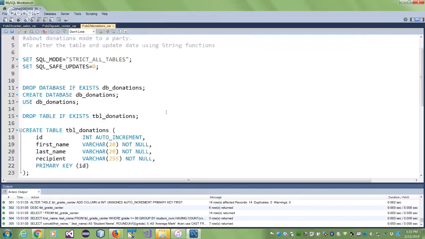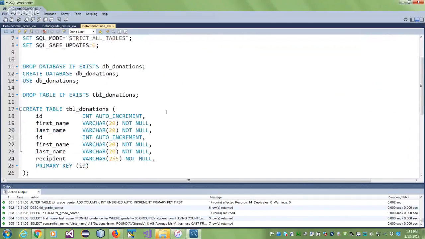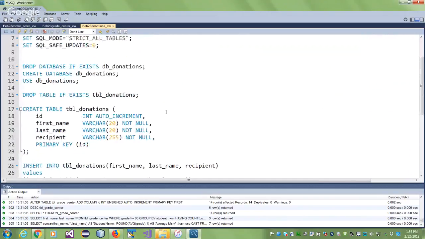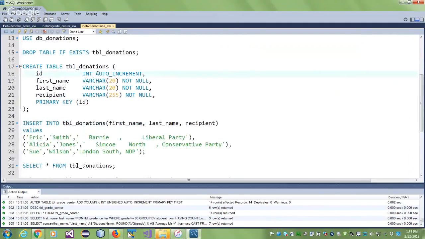So it seems like I got lazy. My comments are missing. I have the set environment, the drop database, the drop table, and the create table. Let's look at the create table, which is important. I forgot my unsigned. Maybe you should make this ID unsigned.